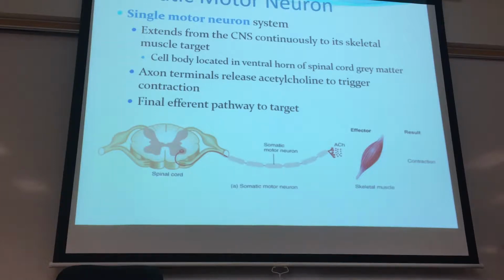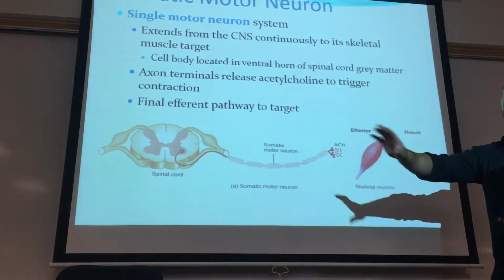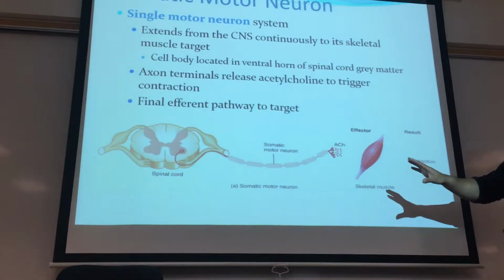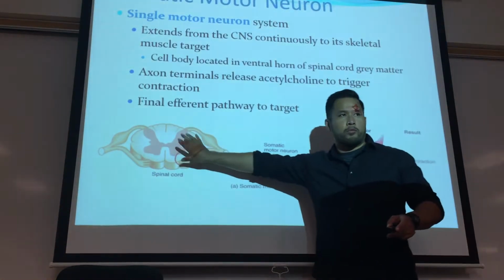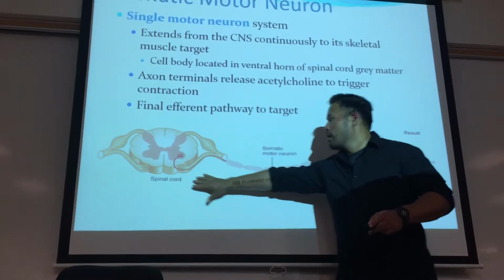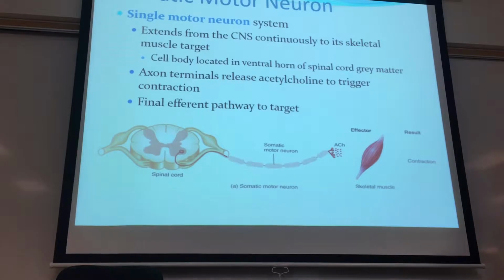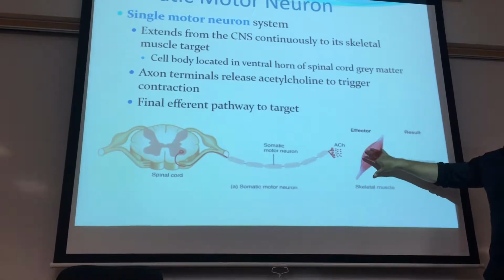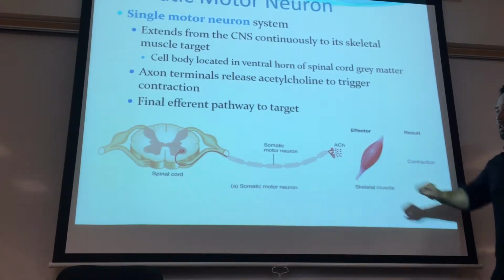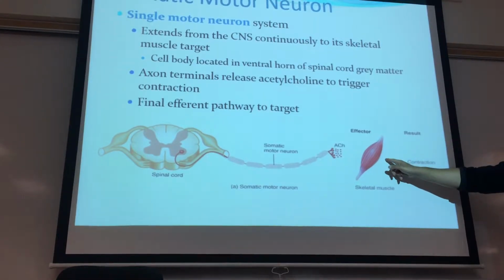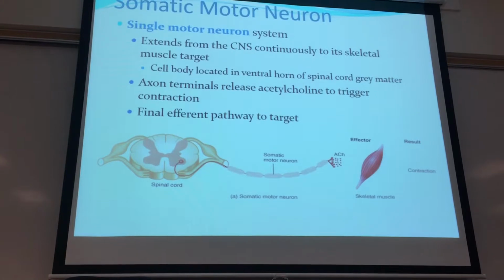The pathway, this is our peripheral nervous system. We're looking specifically at the efferent pathway from the spinal cord, representing the central nervous system, all the way out to the target muscle. And remember, this is specifically muscle because we're working with voluntary action. So this is going to be innervating specifically our skeletal muscles.